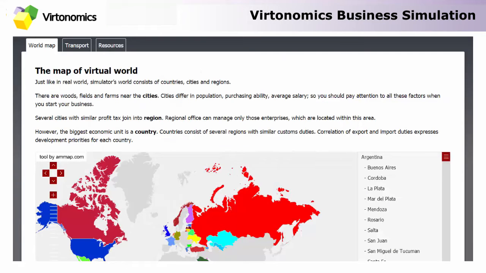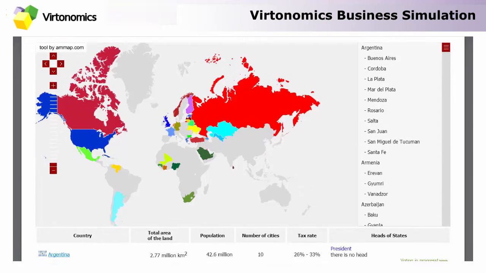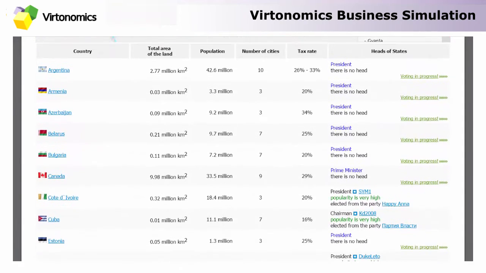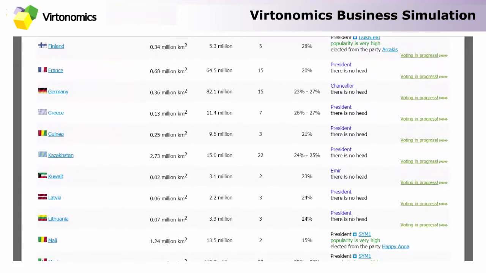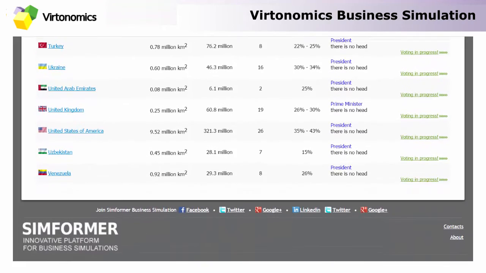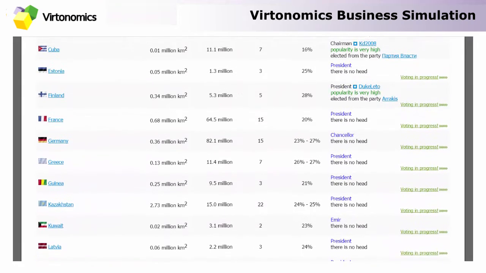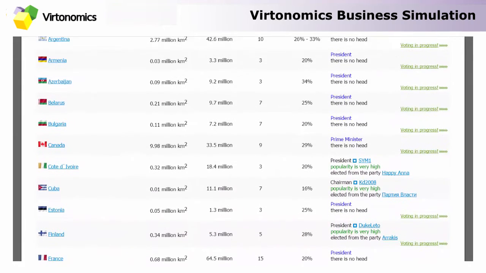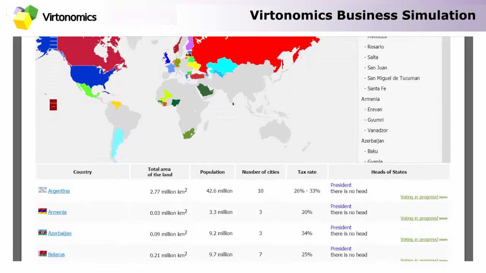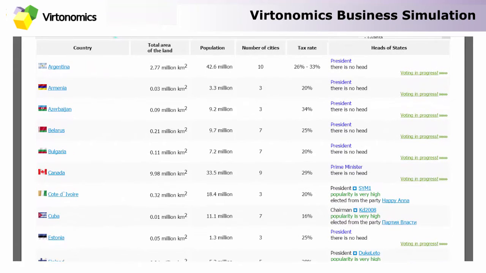Now, first of all, the global economy. We have in SimFormer business simulation classic 33 countries and over 300 cities. Now, I'd say that is quite impressive because hardly any other simulation has this amount of countries. And these countries do differ. If you want to get more information about the country, you just need to click on that country because we take into consideration the total area of the land, and also the population, and also number of cities and tax rate applied in different regions of the country.